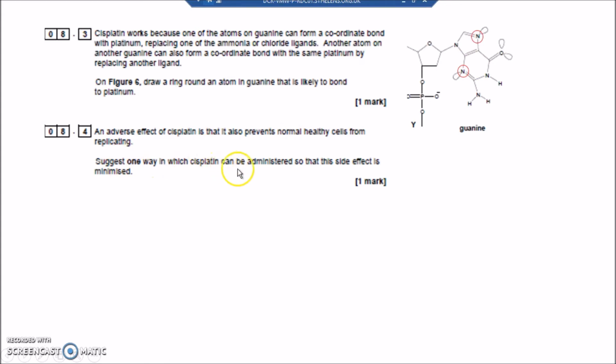Suggest one way in which cisplatin could be administered so that the side effect of it being toxic is minimized. Administer it in small amounts.